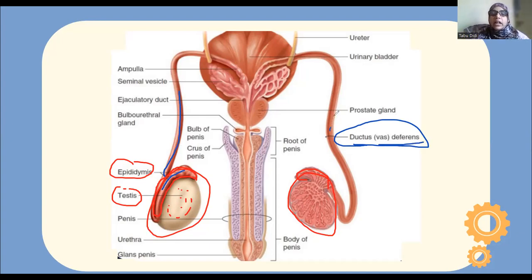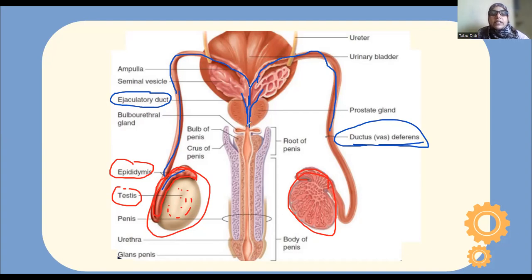Then these ducts, even they are a pair in nature, come into the center and are joined. They have a common opening into something known as the ejaculatory duct. So they now open into the ejaculatory duct. What are they carrying? They are carrying the male gametes, the sperms. So they will enter into this common duct.